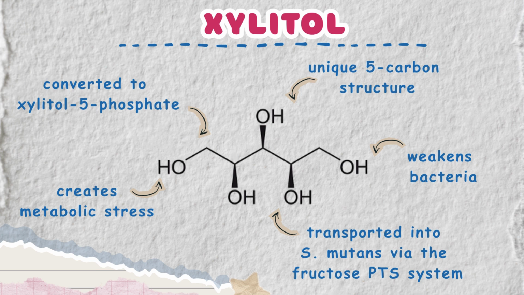The bacterium cannot metabolize xylitol 5-phosphate further, so no energy or biomass is produced from it. The bacterium must actively pump xylitol 5-phosphate out of the cell, and this uses ATP and creates metabolic stress. The bacterium wastes energy trying to handle a molecule it cannot use. As a result, growth of S. mutans slows down, less acid is produced because metabolism is disrupted, and biofilm formation is reduced, which helps prevent dental caries.